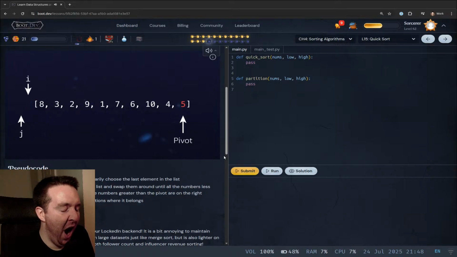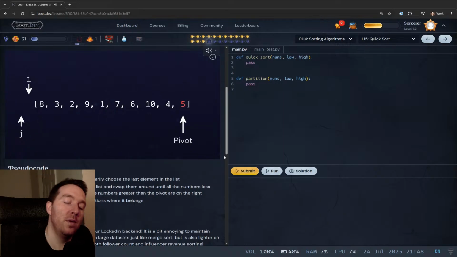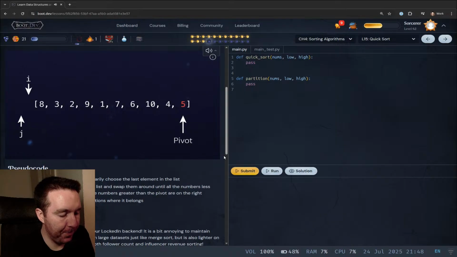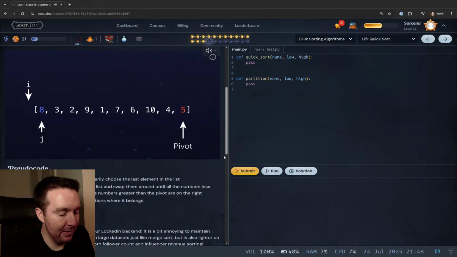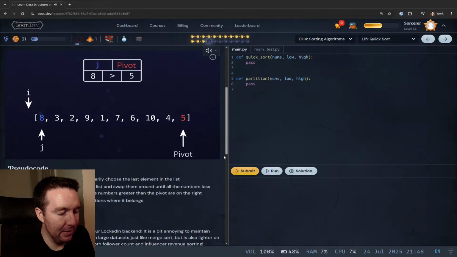I will start at index -1, which of course isn't a real index, but we need to be able to increment into index 0 on the first swap. Then j will start at index 0, which is 8. So in this case, we'll be comparing 8 and 5. And because 8 is not less than 5, meaning j is not less than the pivot, we don't move I, but we do increment j.